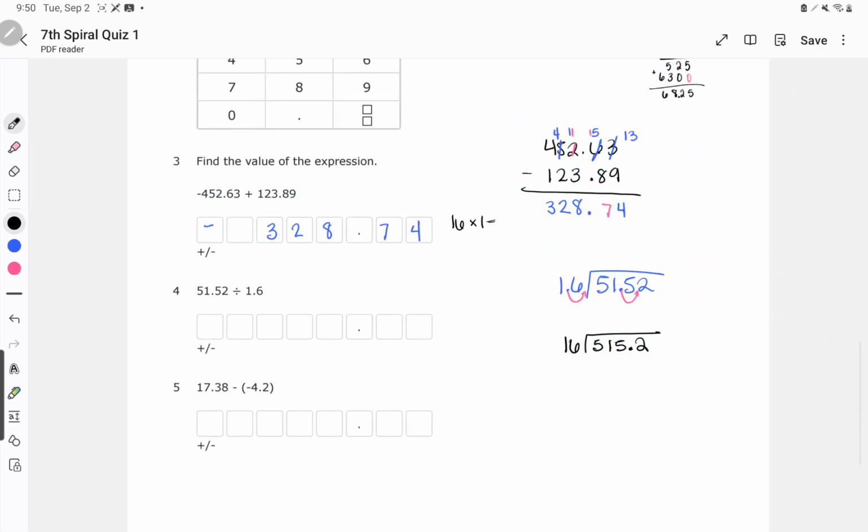So 16 times 1 gives me 16, plus 16 gives me 32, plus 16 gives me 48. Plus 16 gives me 64. Plus 16 gives me 80. And I'm going to stop there, and we're going to see if we need to keep going.